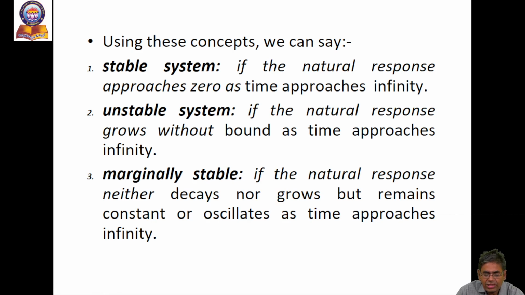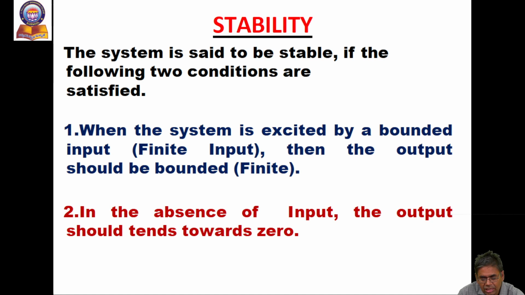Using this concept, we can say the system is stable if the natural response approaches zero as time approaches infinity. It is unstable if the natural response grows without bound as time approaches infinity. It is marginally stable if the natural response neither decays nor grows, but remains constant or oscillates as time approaches infinity. These are the definitions.